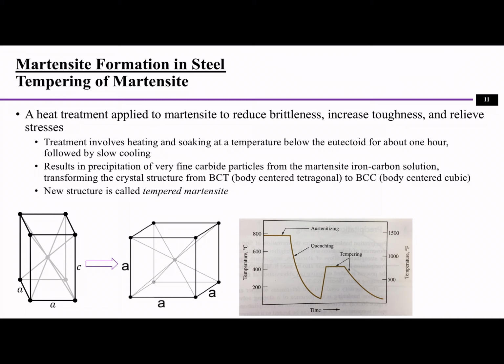The reason this reduces the brittleness and increases toughness is because during this process it can create some precipitation of very fine carbide particles from the martensite carbon solution. And the structure will change from body-centered tetragonal to a body-centered cubic structure. You can see the difference between the two structures, and the new structure is usually called tempered martensite.